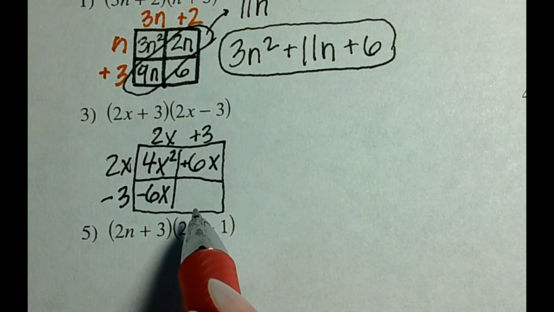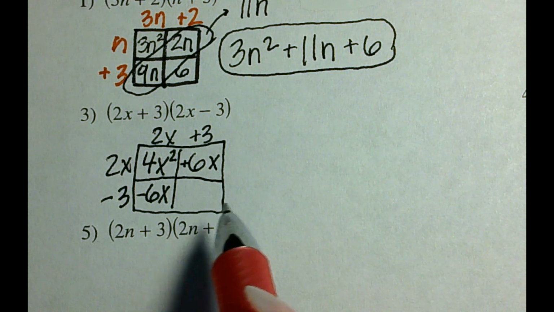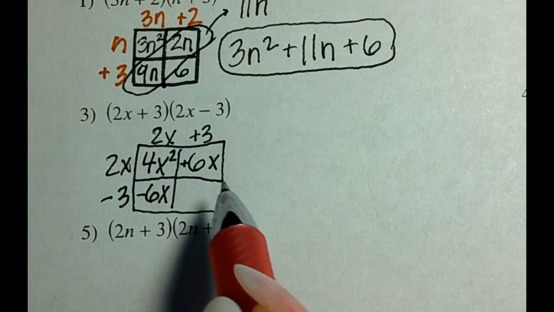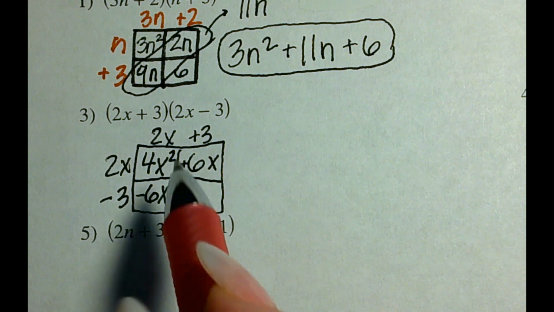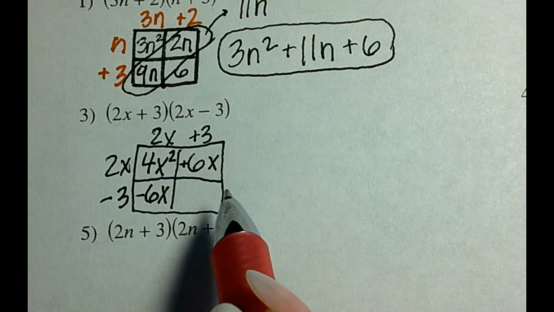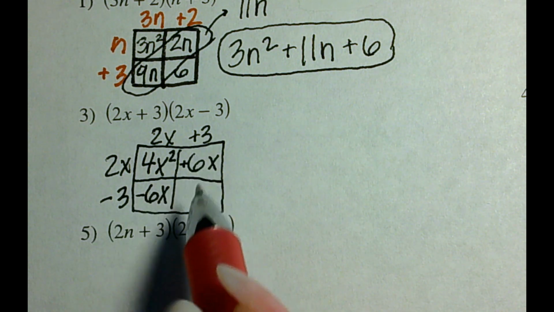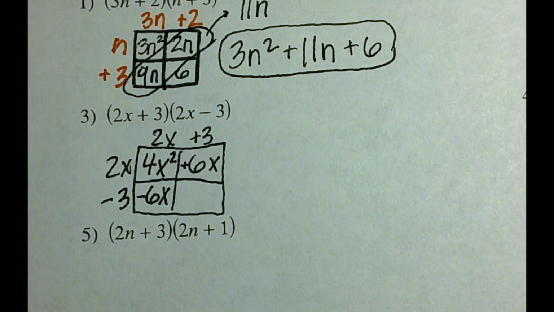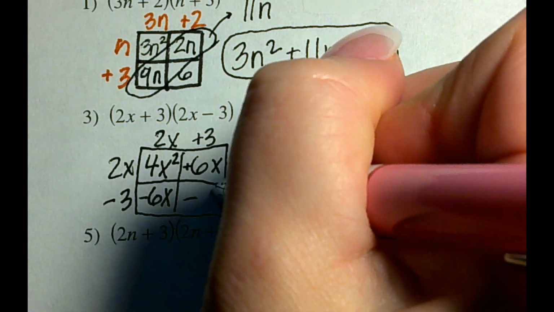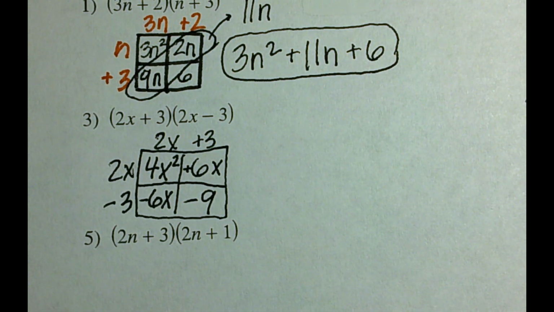And last one. What am I multiplying for this last box? -3 times what number? 3, which will be -9. Perfect.